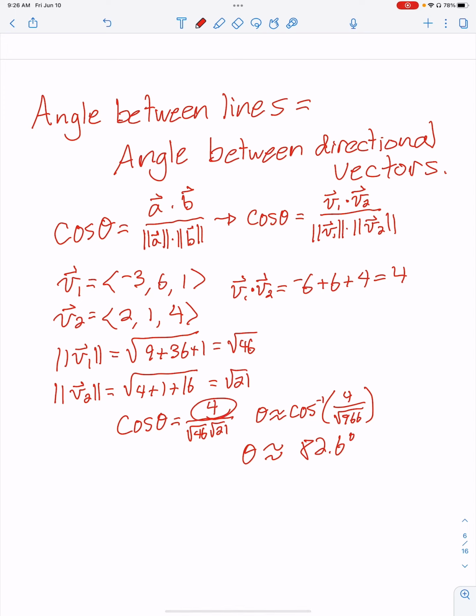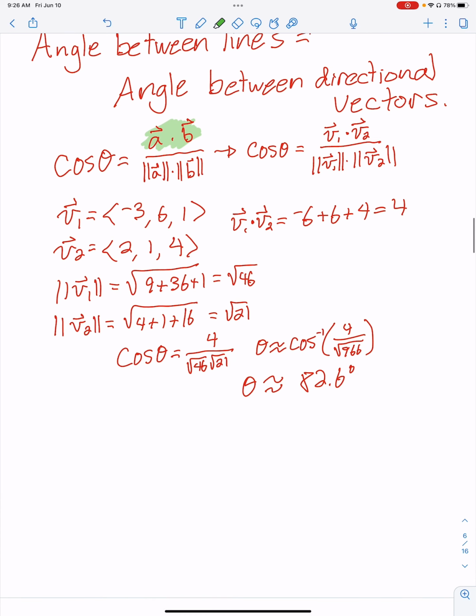If you had a negative up here and you plug that in, you're going to get obtuse. You should know this, hopefully. That's a good review for your test: if A dot B is positive, then it's acute. If it's negative, then it is obtuse. And if it's 0, it's a right angle, or an orthogonal angle.